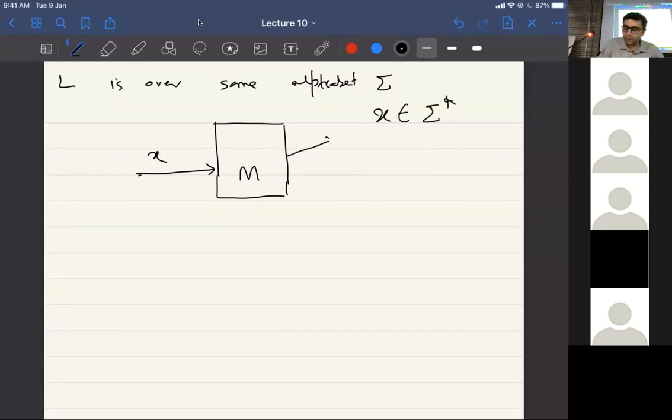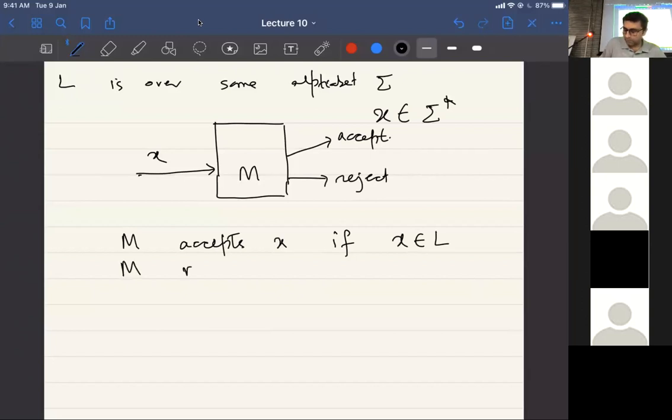How many possible outputs does this machine have? Two. Accept and reject. There are only two things, right? This machine either accepts X or it rejects X. So what does it mean by accepting or rejecting a particular string? We say that M accepts X if X belongs to the language, and M rejects X if X does not belong to that language.